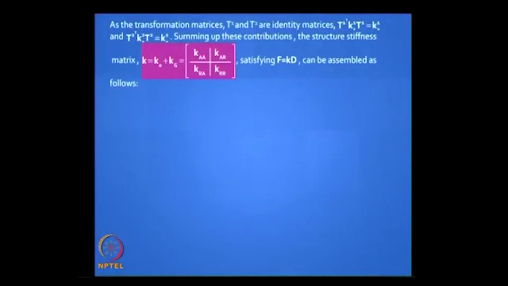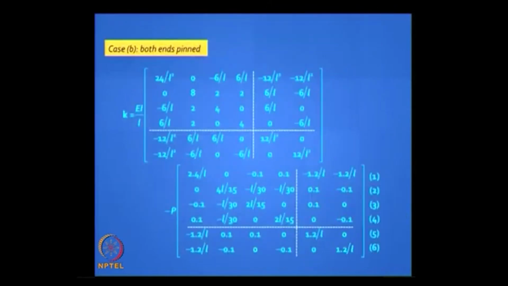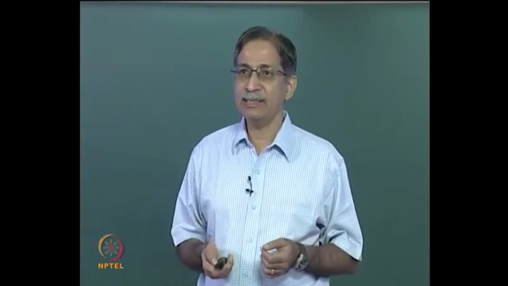Then you generate the structure stiffness matrix. Case A both ends fixed. Please note that minus P stands out in the geometric part, and second case both ends pinned, you can easily generate this, okay, right. What do you do next? You have got the KA for both of them. Let us take the first case first. What do you do? You write down the determinant, that is it.